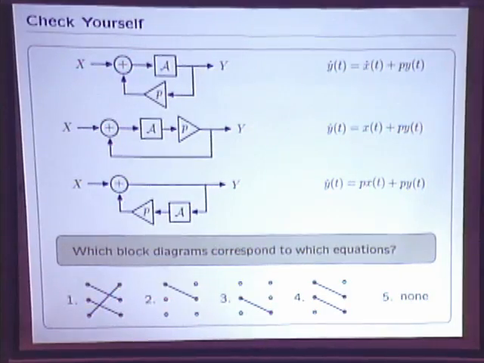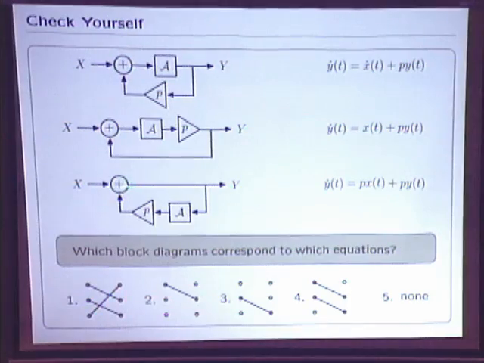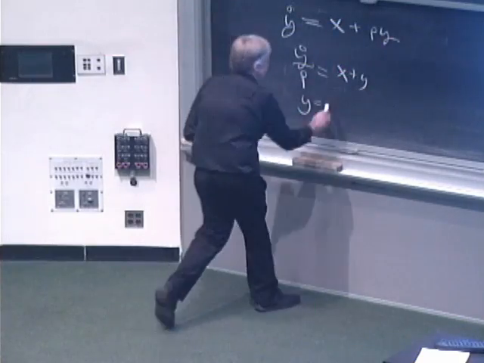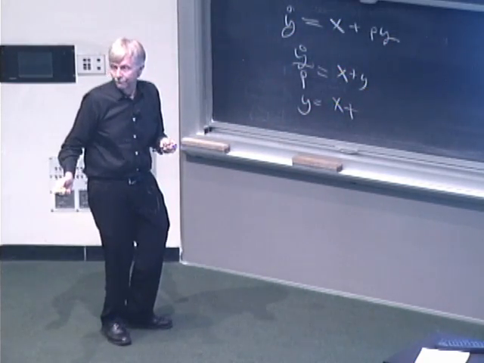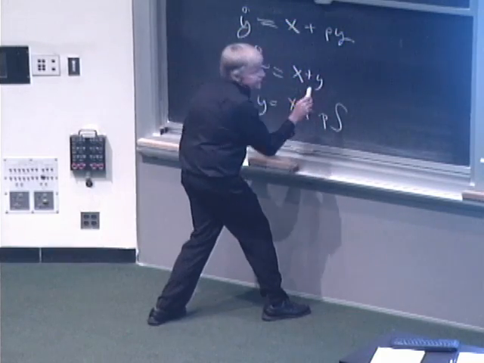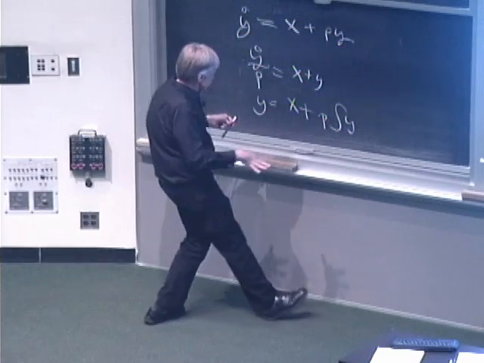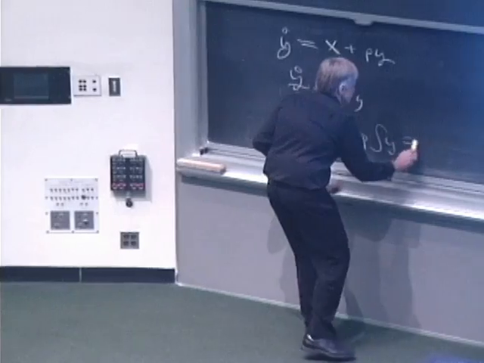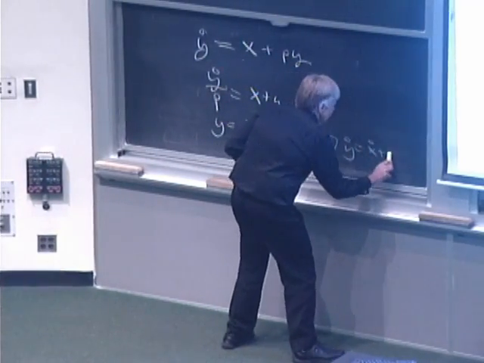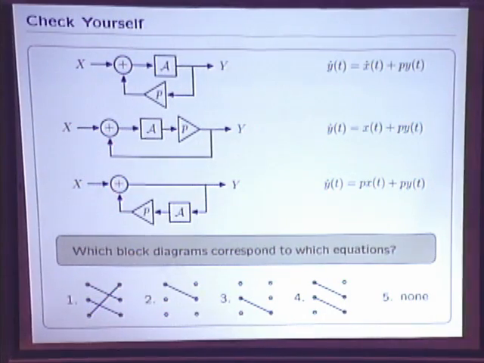What's this? This says that the output of the adder here is Y. So Y must have been X plus what? So P times the integral of Y, right? And I'd like to write that in a differential form so I could differentiate term by term to say that that's the same thing as Y dot is X dot plus PY. So there's correspondence that way, so the answer is 1. Okay? Everybody's happy with that?